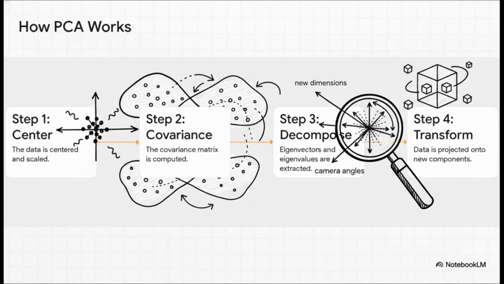Now, we're not going to get bogged down in the heavy math here, but here's the basic game plan. First, PCA gets all our features on the same scale so nothing is unfairly weighted. Then it calculates something called a covariance matrix. Think of it like a cheat sheet that shows how every feature moves in relation to every other feature. From there, it pulls out the principal components. These are our new perfect camera angles. They capture the most information, and this is critical, they are all completely independent of one another.